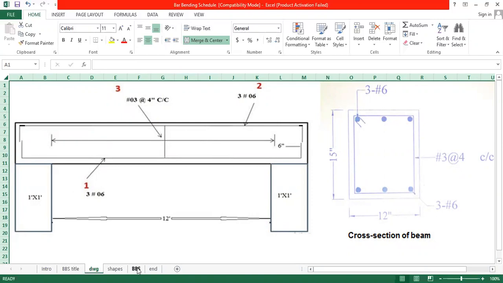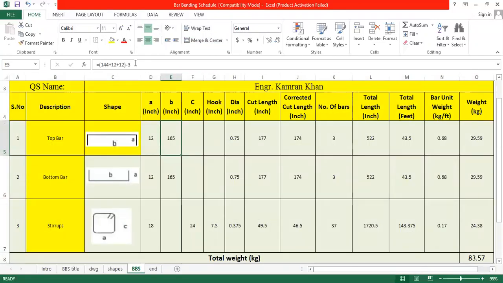Okay, so 1.5 inch on the right side and 1.5 inch on the left side will be equal to 3 inches. After subtracting this 3 inch from 168 inches, you will get 165 inches. In this there is no C portion and no hook. And the dia of that bar is 0.75 inches, because we are using bar number 6 in the top portion.